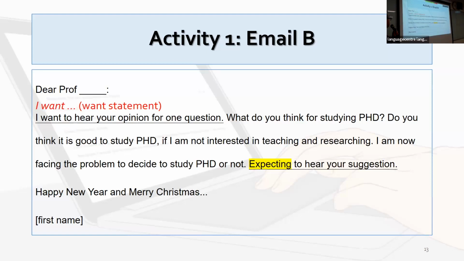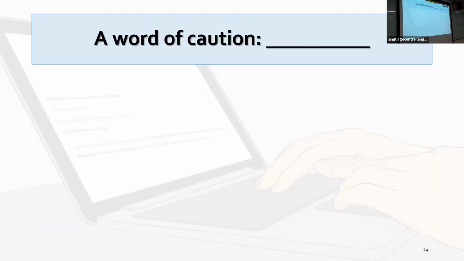So from the research literature, "I want to do something," "I want" is actually a want statement. But again, if you can't remember this terminology, you can just remember the structure "I want." And also the word "expect." These are not very appropriate when you're writing email requests in English. Let me tell you why.